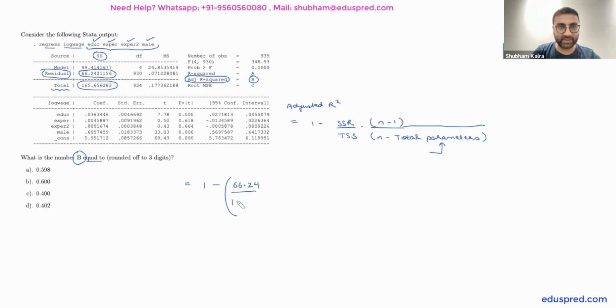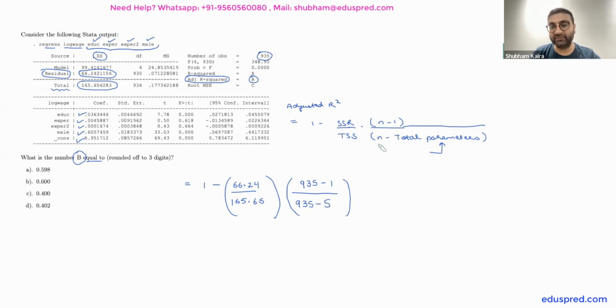So this is 165.65. Lowercase n represents the sample size and we can see from here that the sample size is 935. So this is going to be 935 minus 1 and then this is divided by 935 minus the total parameters. Well, how many parameters are we estimating in this model? So we are estimating 1, 2, 3, 4, 5. So in total, we are estimating 5 parameters.